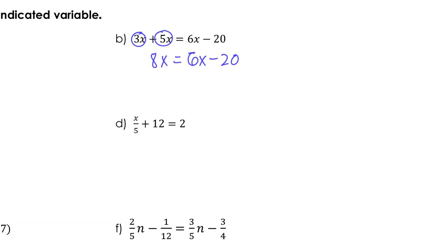How do I move the 6x? You minus it. Good, subtract it. Minus 6x minus 6x. So I have 2x equals negative 20. And then how do I get rid of the 2? Good, because it's being multiplied, we divide. So we have x equals negative 10.